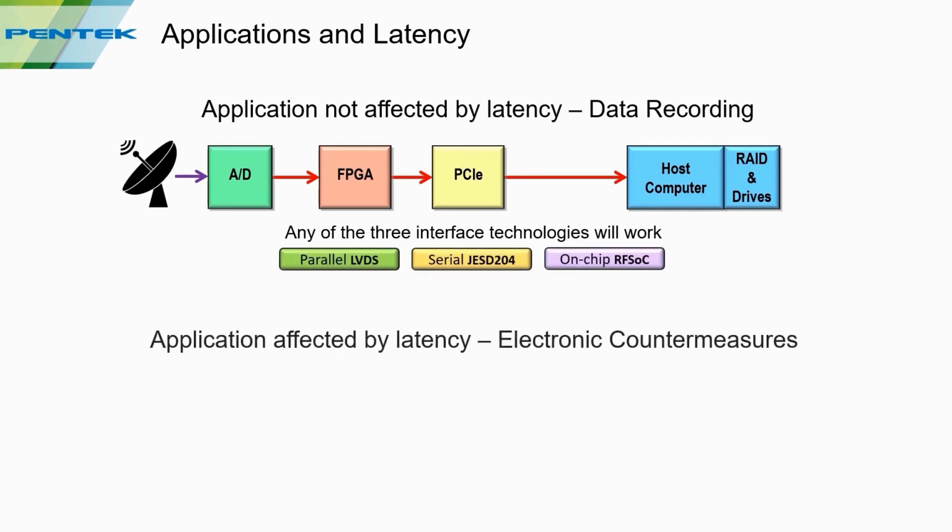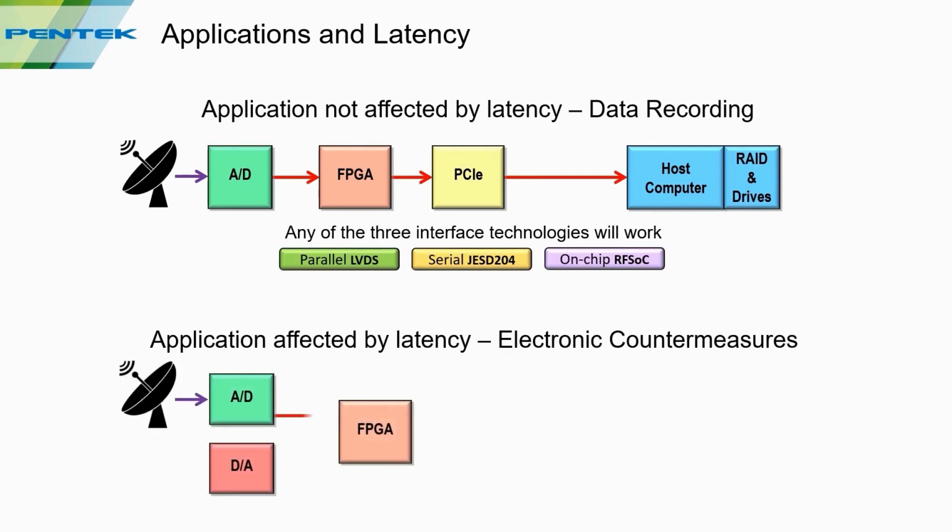An application that is affected by latency is electronic countermeasures, where you may have an airborne system that receives a radar signal from a tracking or targeting system on the ground.